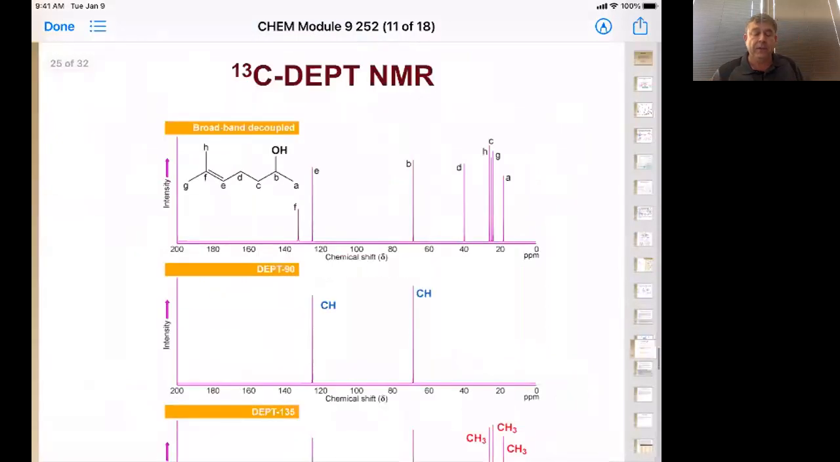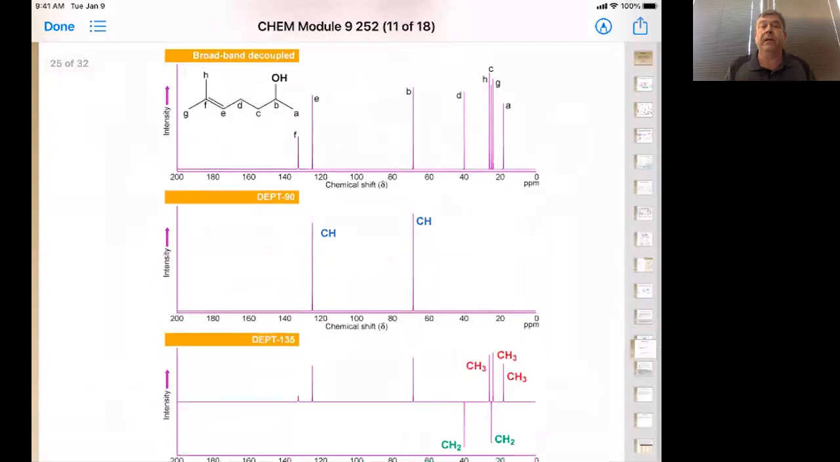Now, there's also a very cool experiment we can do with carbon NMR. What we do is we take different segments of the pulse sequence, different segments of listening, and we can tell whether we have an odd number or an even number of hydrogens on it because of the way they relax, okay? So in a normal carbon NMR, we could have this structure here, and we've identified where these peaks are, and you can go through them and figure out why B is so much higher than D, and why E and F are up here, because they're in the alkene, okay?